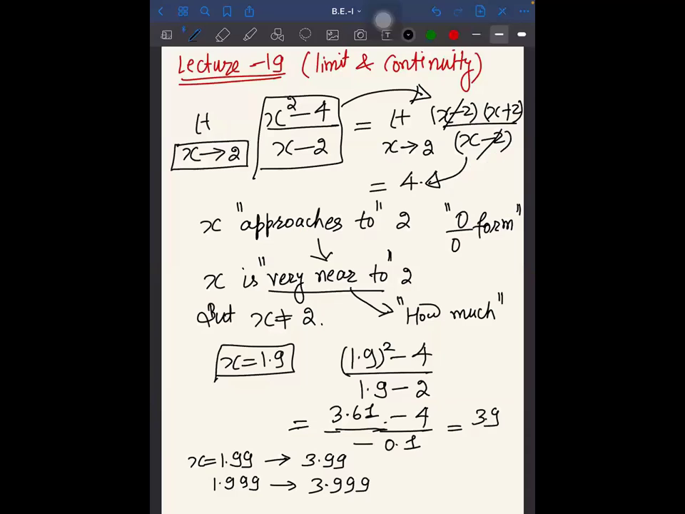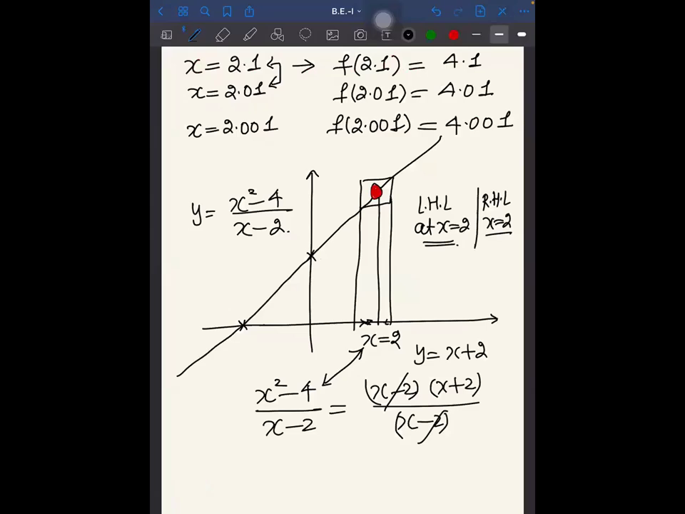Can you see the screen now? Yes, sir. Okay. So is it fine now? Yes, sir.